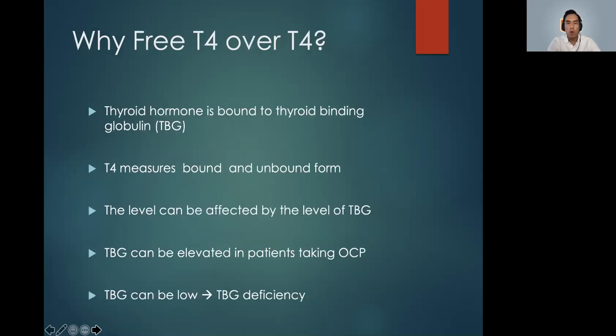So why free T4 over total T4? Because thyroid hormone is bound to thyroid binding globulin, or TBG. Total T4 measures both bound and unbound forms, so the total T4 level can be affected by the level of TBG. In a patient that has elevated TBG, such as those taking OCPs, TBG can be elevated, causing a falsely elevated total T4. In contrast, TBG can be low in many conditions, including a genetic condition called TBG deficiency. In that situation, your total T4 will be falsely low.